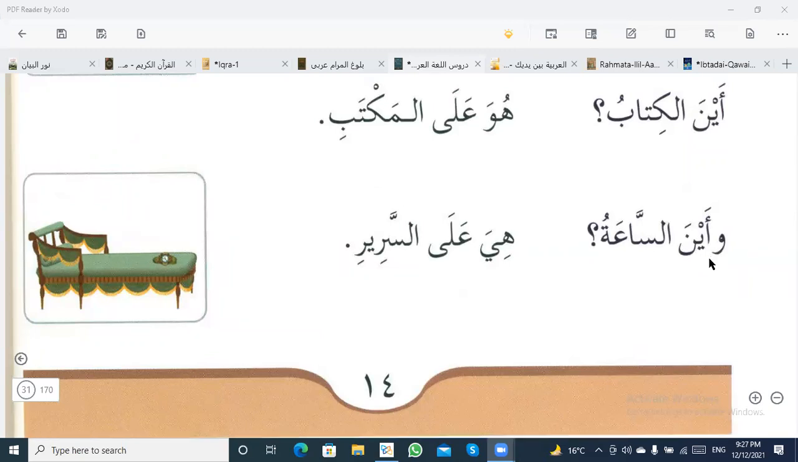Wa aina sa'atu? Wa aina, we connect noon with shadda. Okay, good. Can you repeat this for me, please? Wa aina sa'atu? Hiya, where is the bed? Hiya ala sariri. It is on the bed.